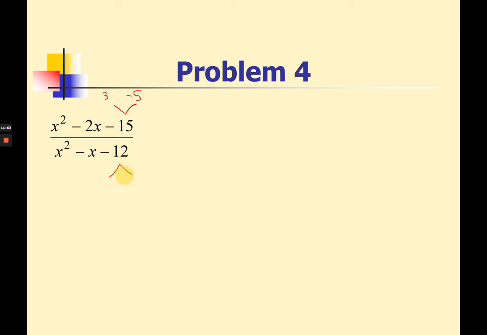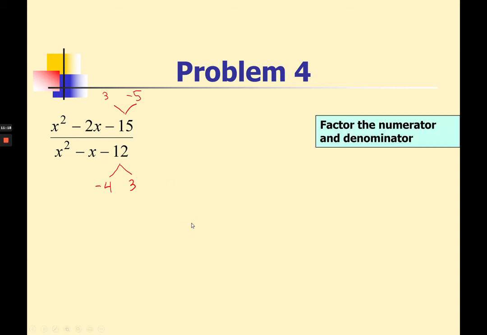For 12, the possible factors should be 4 times 3, not 6 times 2. Since the middle term is negative, 4 should be negative. And then you just pair those factors with x's. And here they are. We are going to factor the numerator and then the denominator in parenthesis form. The first pair should be x plus 3, x minus 5 on your numerator. Denominator is x minus 4, x plus 3.